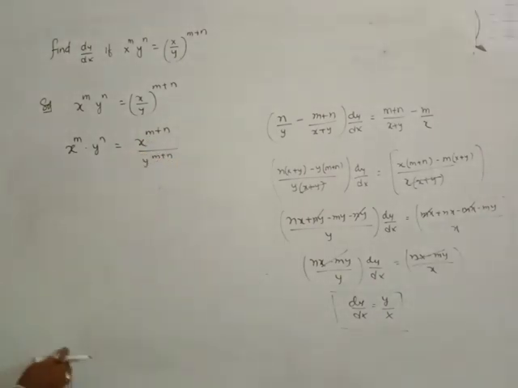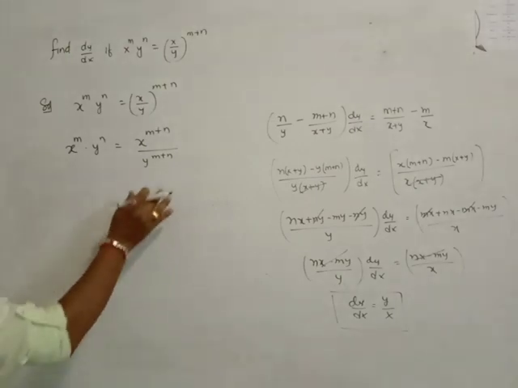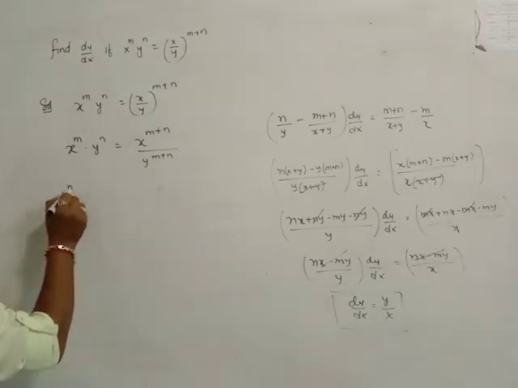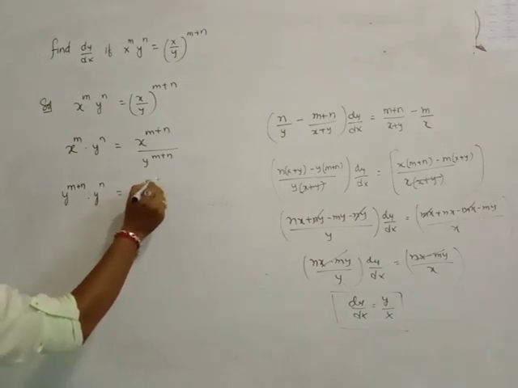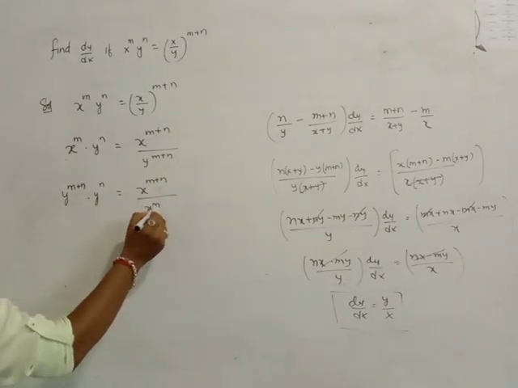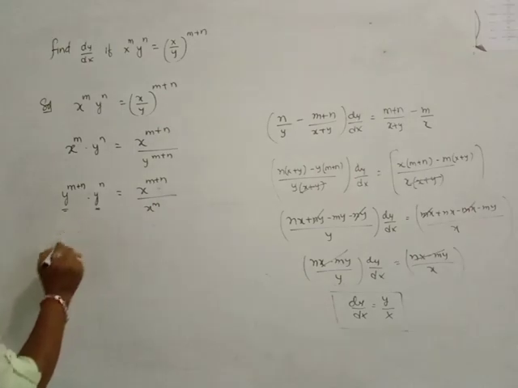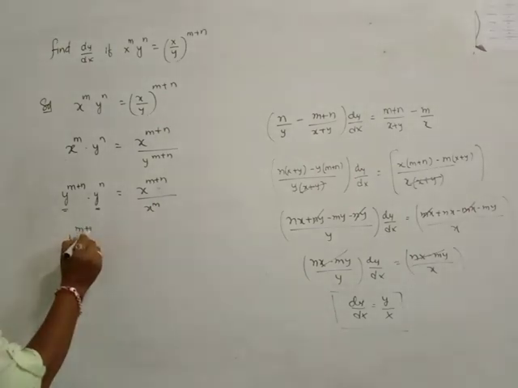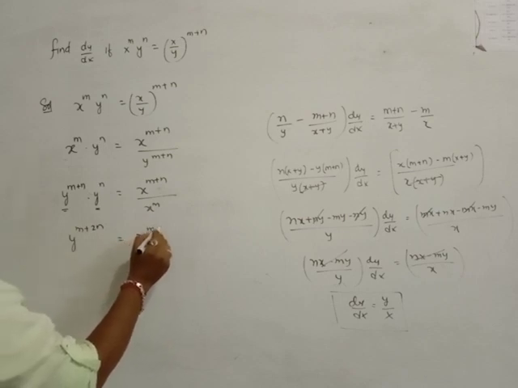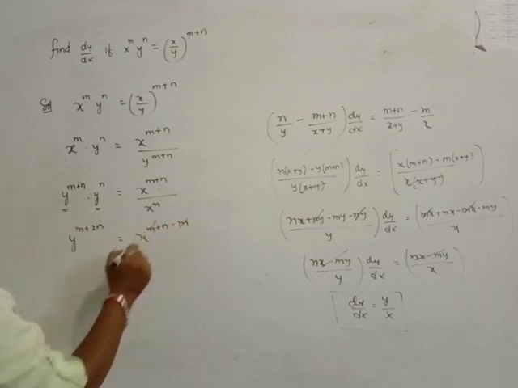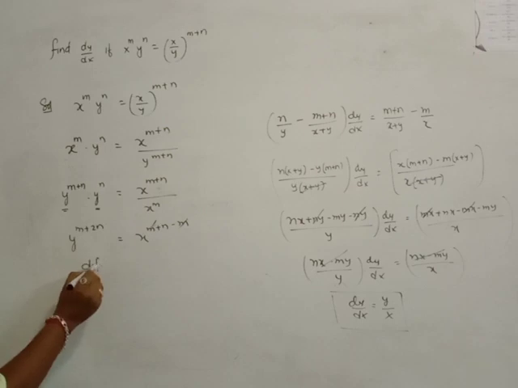Bring the x terms to one side and y terms to the other side. Then what happens is y power of m plus n into y power of n is equal to x power of m plus n by x power of m. So bases are the same, which means powers must be added. Y power of m plus 2n is equal to x power of m plus n minus m. M cancels.